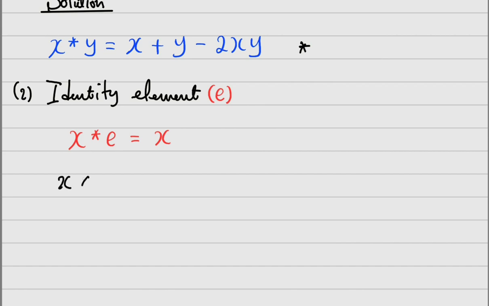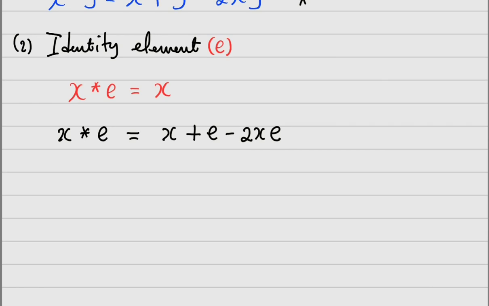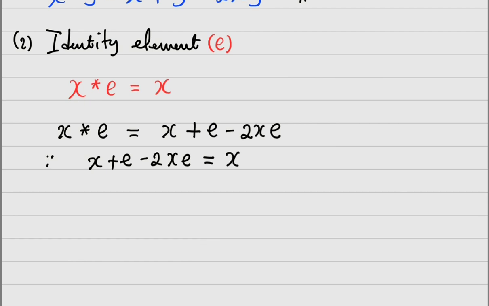So x asterisk E will be equal to x plus E minus 2xE. Now, if you observe, the y is replaced by E. So it's by virtue of position. So we now replace our y with E. Now we have x plus E minus 2xE must be equal to x, using the condition.